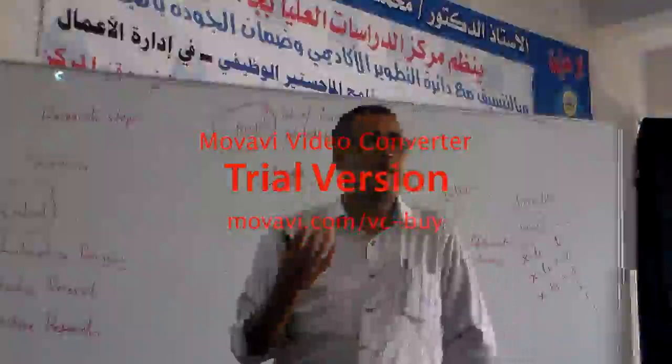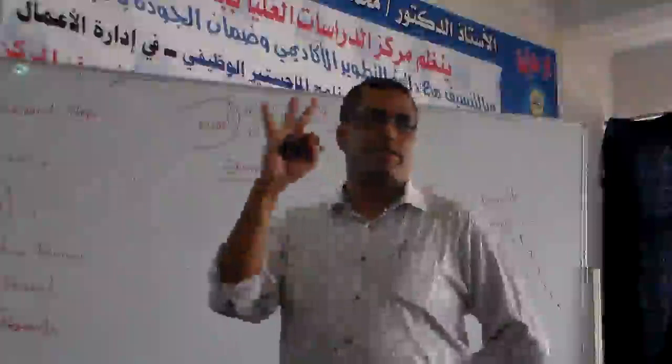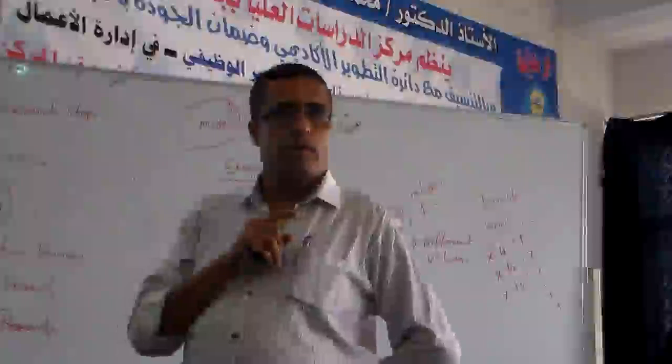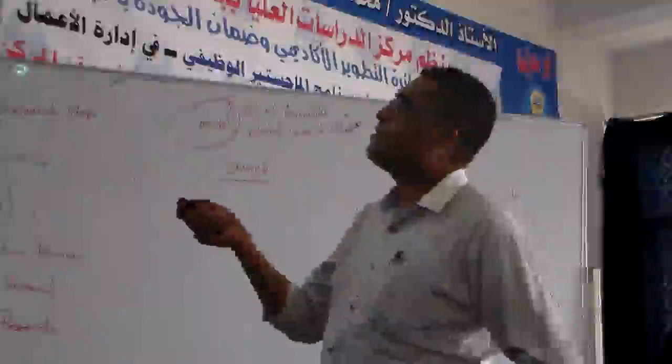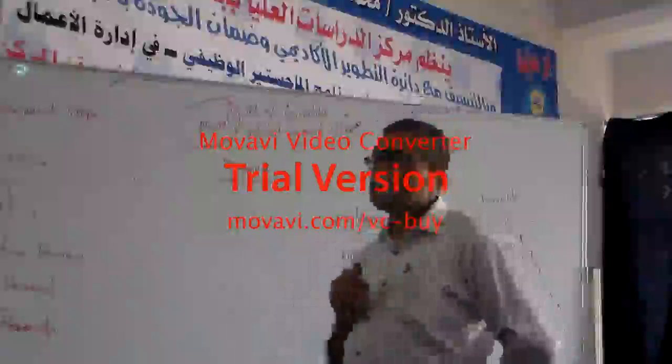So the production unit is variable. Why variable? Because in my case it is 3. In your case it's 5. In his case it's 10. So production unit is variable. This is an example, okay?